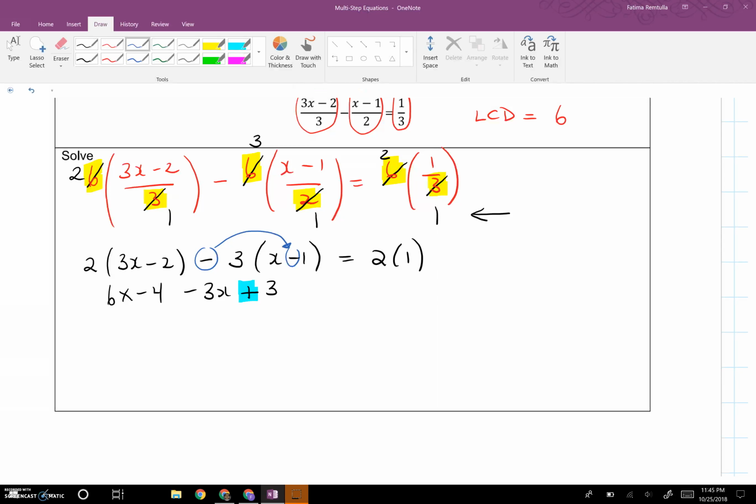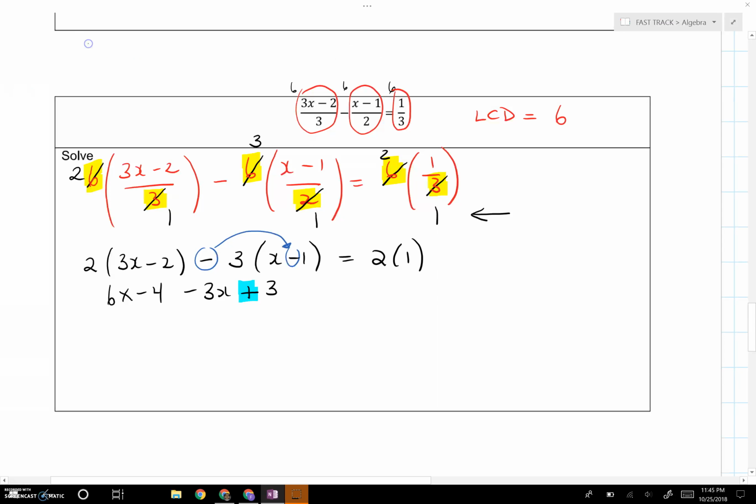3 is equal to 2. So I've got 6x minus 3x is equal to 2 plus 4 minus 3. So 3x is 6 minus 3 is 3. So x is 1.